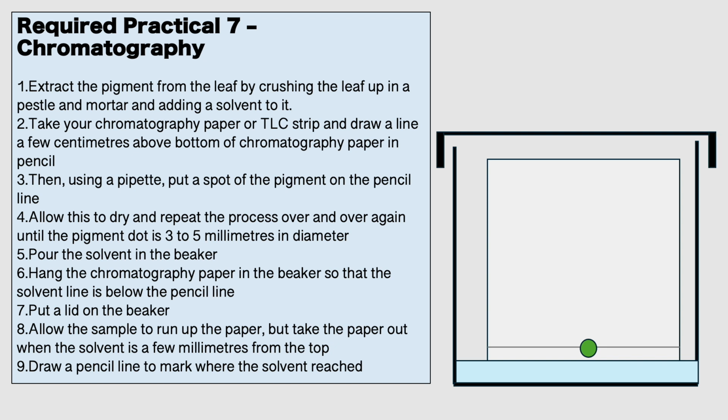Next, put a lid on the beaker so that the solvent doesn't evaporate. Allow the sample to run up the paper, but take the paper out when the solvent is a few millimeters from the top, and draw a pencil line to mark where the solvent reached.